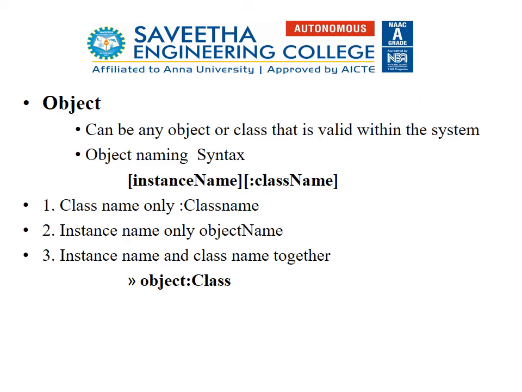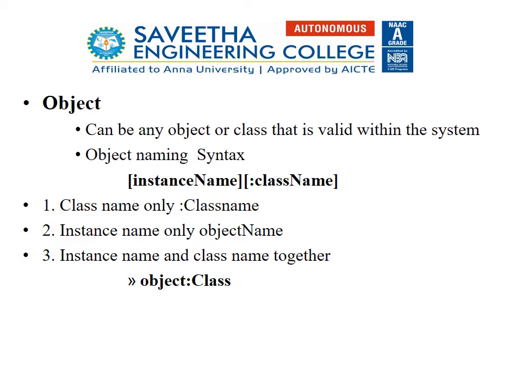In general, this object can be any object or a class that is valid within the system, which we have seen already. But here in this slide, we are showing the naming syntax to be used to represent an object in the modeling diagram. Here the syntax is given: instance name colon class name. This syntax has to be followed to represent an object in the sequence diagram.